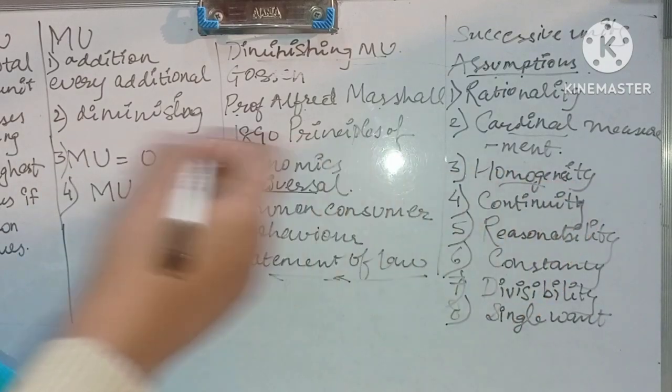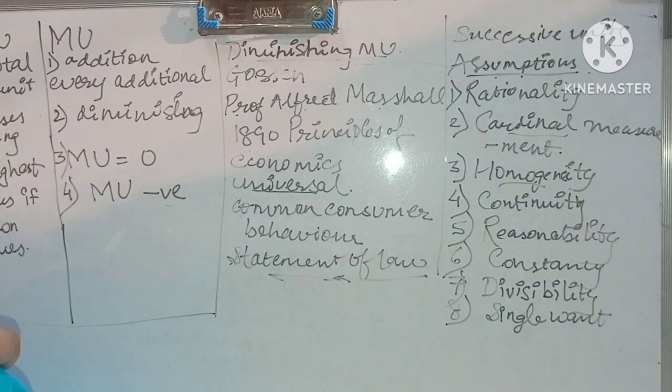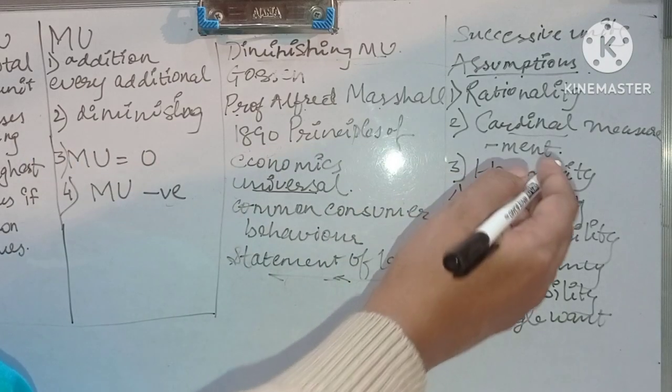Next is homogeneity. Homo means what? Exactly, everything is the same in size, shape, color, taste. Units of the commodity consumed are exactly homogeneous or identical in size, shape, color and taste. So that is the meaning of homogeneity.